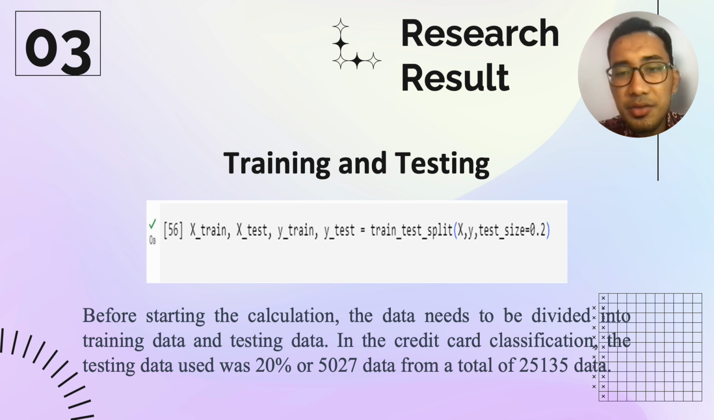Part 3 is research results, training and testing. Before starting the calculation, the data needs to be divided into training data and testing data. In the credit card classification, the testing data used was 20%, or 527 data from a total of 2,635 data.